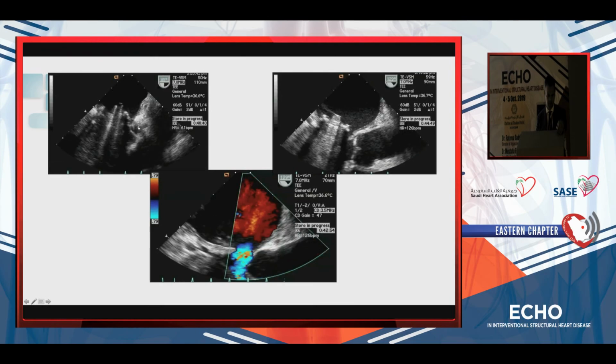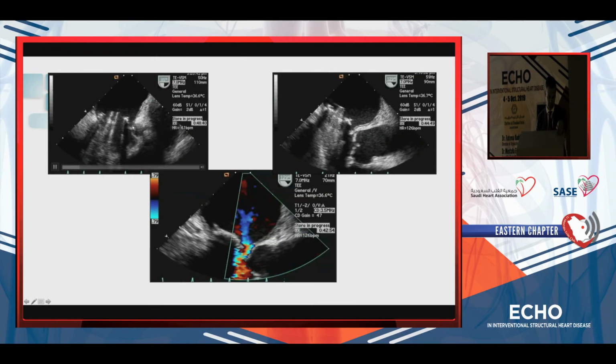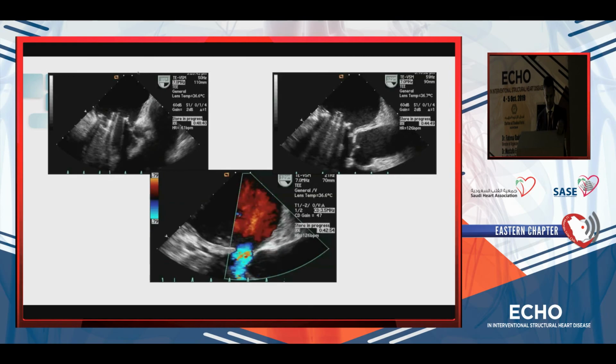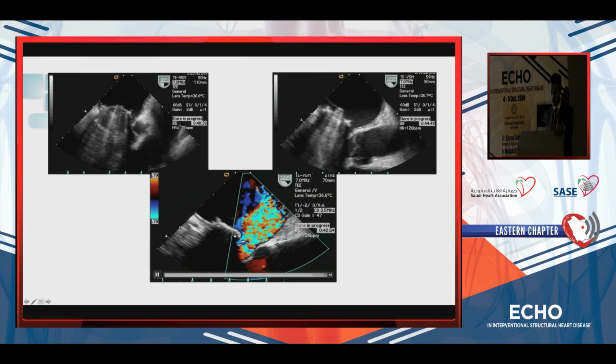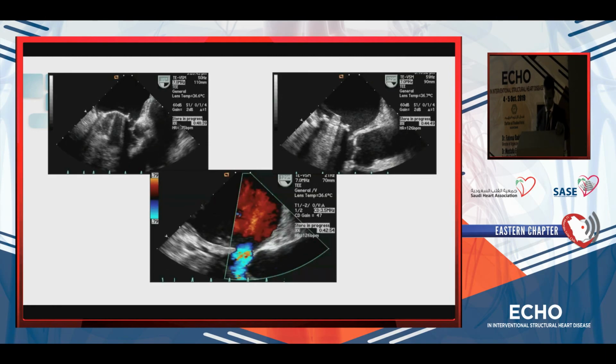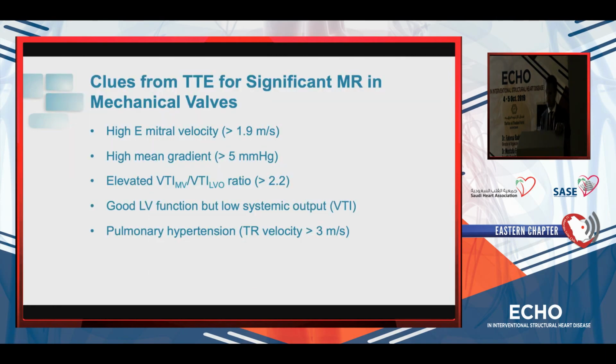But in this patient, if we move on to the TEE, it's quite clear what the problem is. We can see there is a dehiscence here on the anteroseptal side, and there's a huge paravalvular leakage in this patient. So it's really difficult to see this on just a transthoracic echo. Which can be clues on transthoracic echo for significant mitral valve regurgitation?